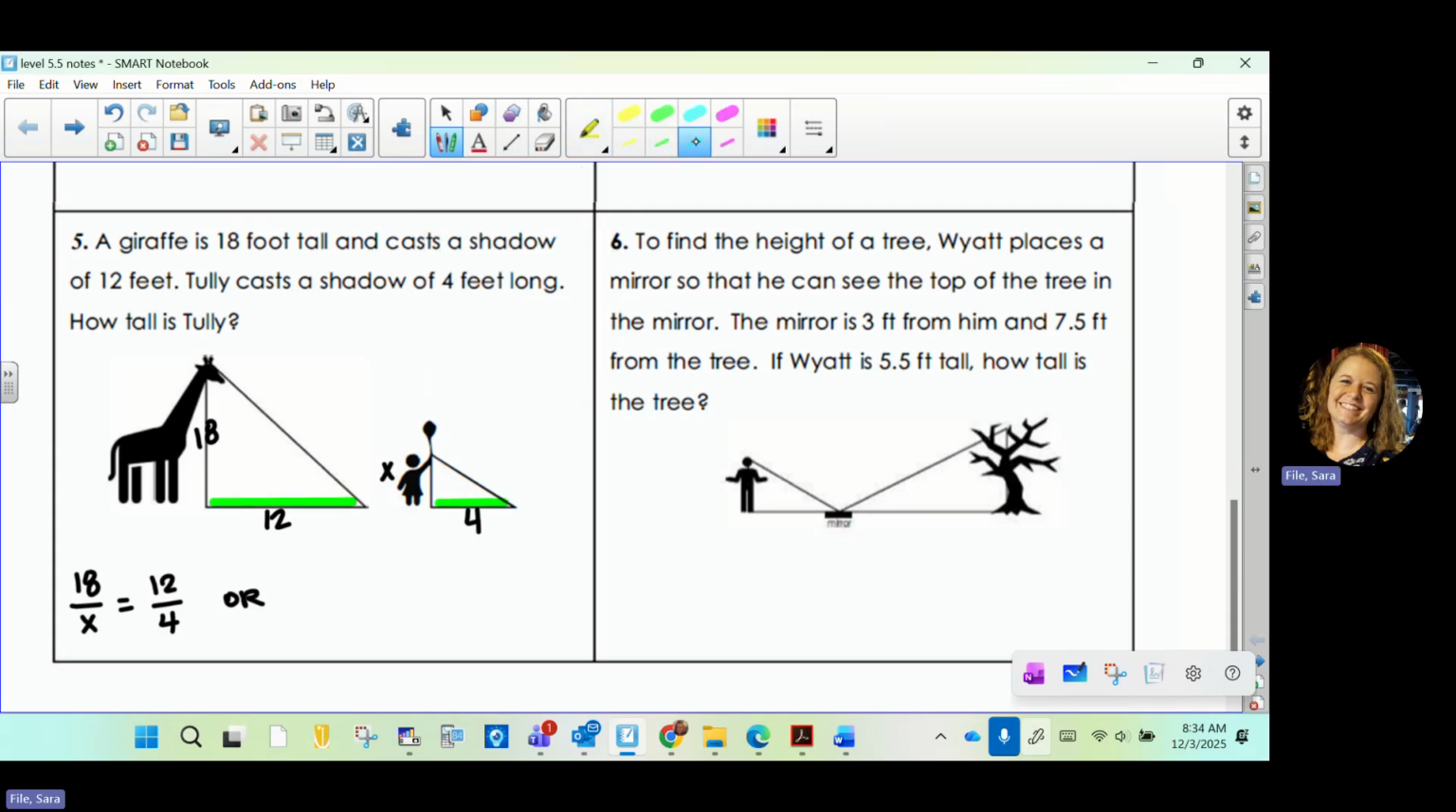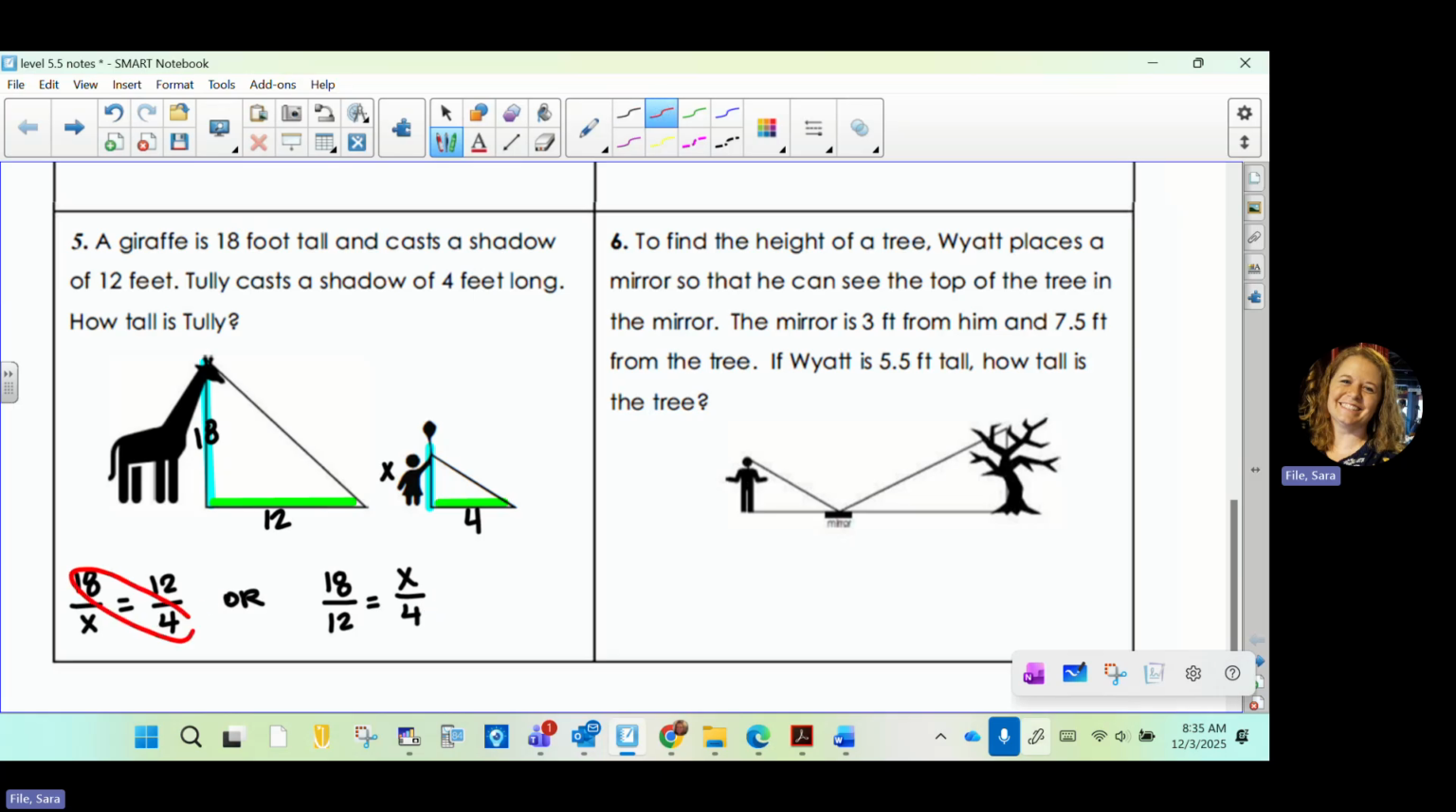Just going to color code here for it. What else could I do? Instead of going, I did height to height, shadow to shadow. What could you do instead? Yeah, you could go within the giraffe, height to shadow, and then within the person, height to shadow. As long as you're consistent, it's going to work.